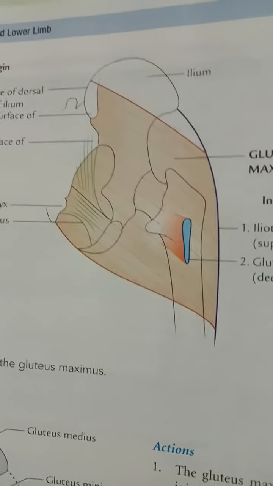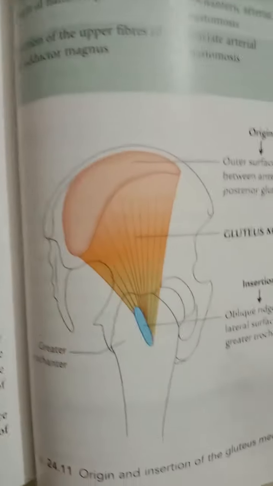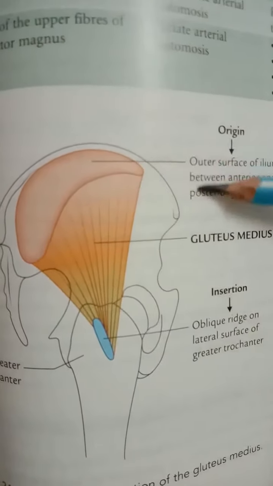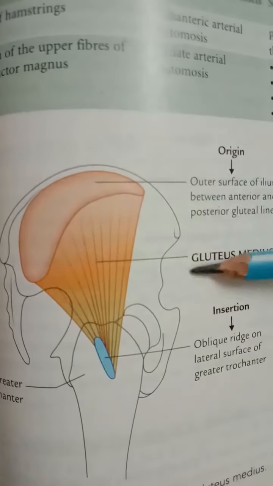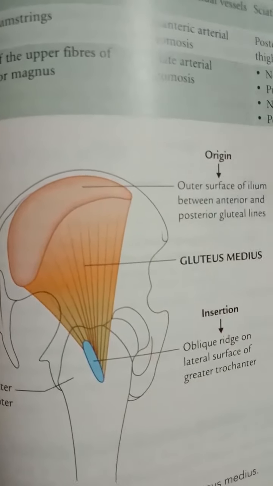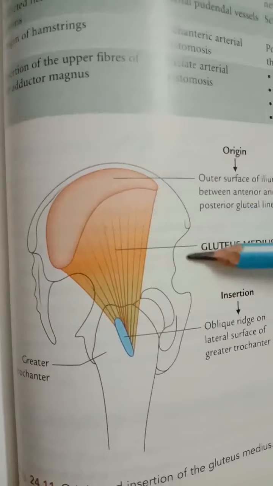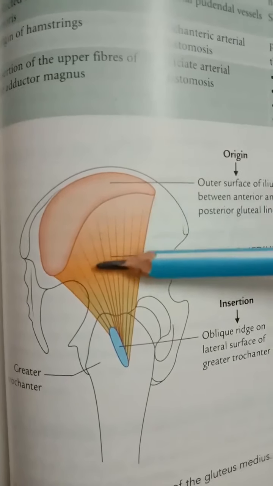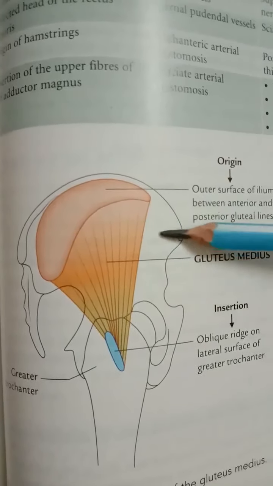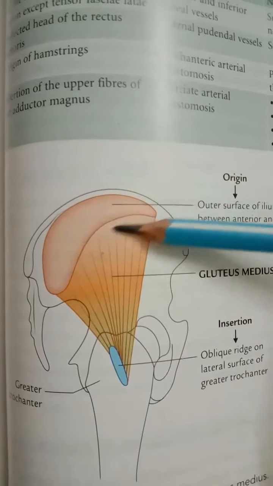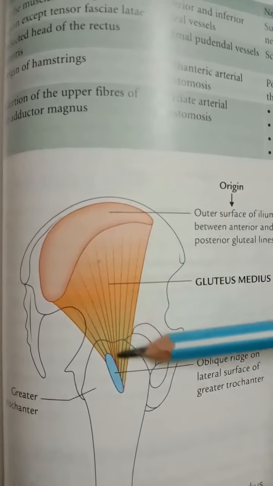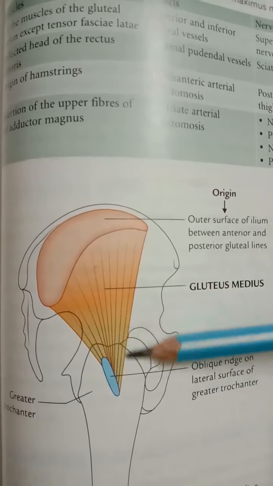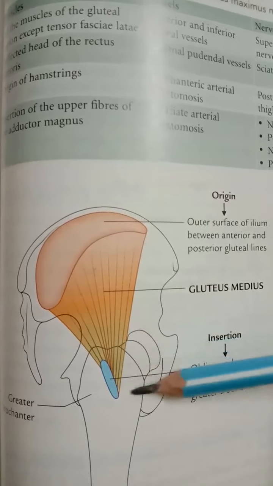Then next to it is the gluteus medius. In this diagram you can see the gluteus medius muscle. It is a fan shaped muscle, which is present on the lateral surface of the pelvis and hip. The origin of the gluteus medius is the gluteal surface of the ilium between the anterior and the posterior gluteal line. Then the insertion. It is inserted on the greater trochanter of the femur. So here is the greater trochanter.